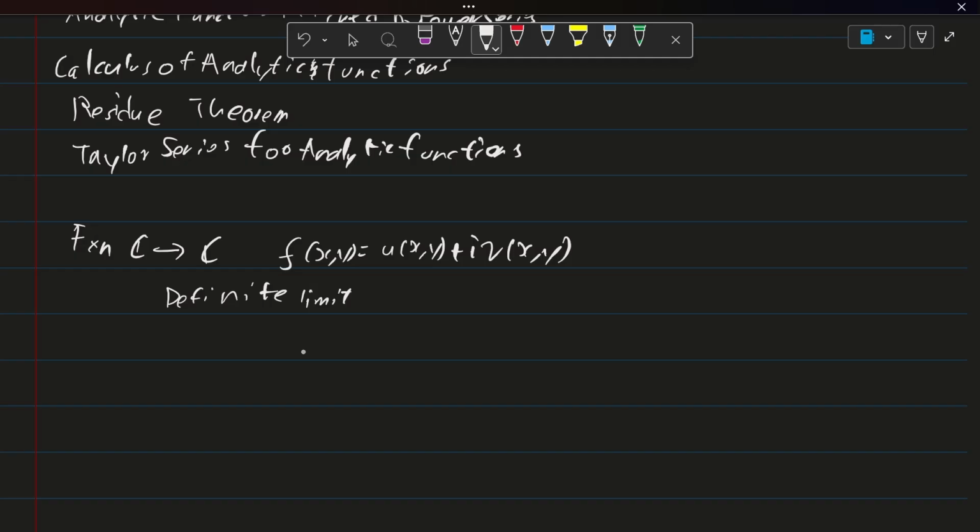So what does it mean to have a definite limit? It means that if you go from any different side towards a certain point, it must be the same. So if you go in the x direction, y direction, xy direction, all of them have to be the same limit. That's the first criterion. The other is that it has to be equal to the value at that point. What I mean is the limit must be the same as the actual value of the function.